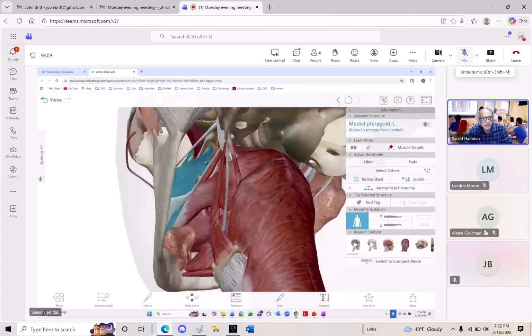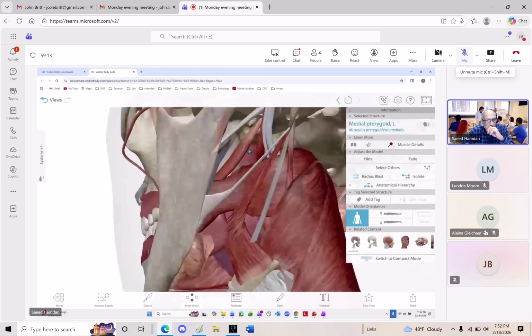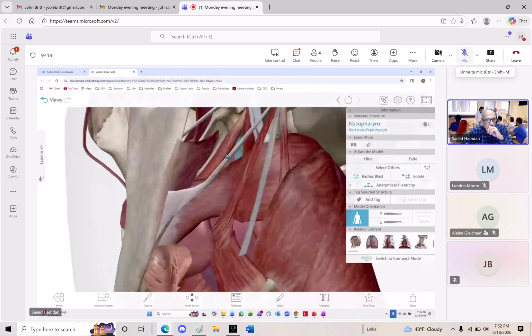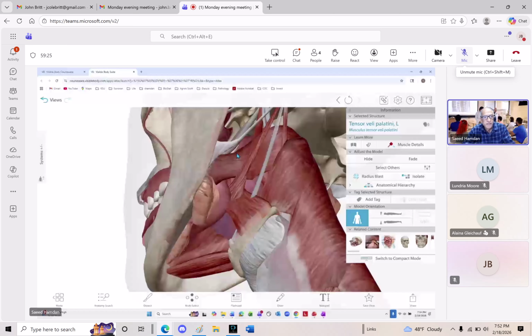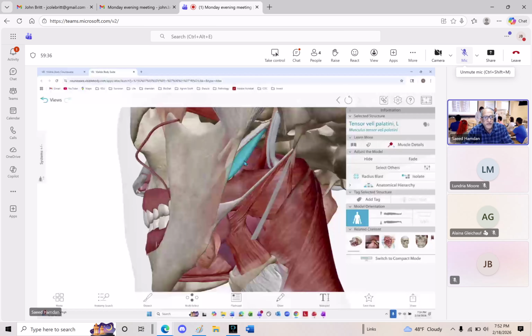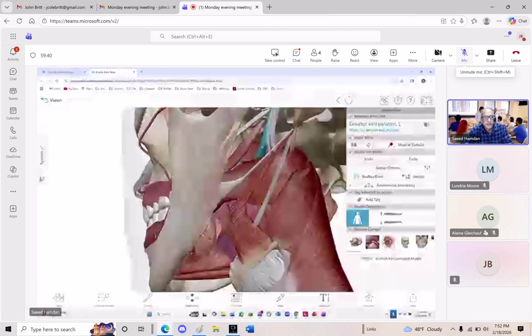I don't see. This is the other pterygoid. I don't see the levator though. I see the tensor, but I don't see the levator. Maybe we have to add it, but that's the tensor right there. Yes, the levator right there. So this is the tensor veli palatini. They are very close to each other. So that's the tensor, and this is the levator. Tensor veli palatini, levator veli palatini.